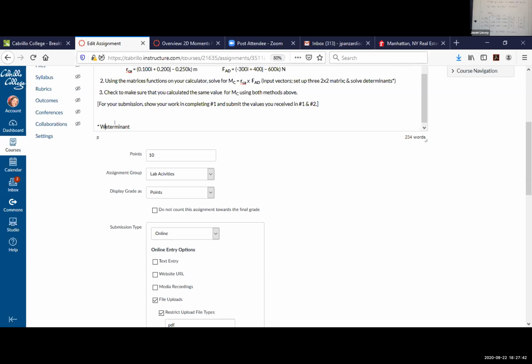I'm getting a different answer. I wanted to see if you saw anything glaring here. I'm getting a different answer when I do the system of equations versus the matrix. Yeah, well, I don't see anything glaring. It would take me a little bit to find. It's probably a negative somewhere. Okay. All right. I'll fiddle with it.